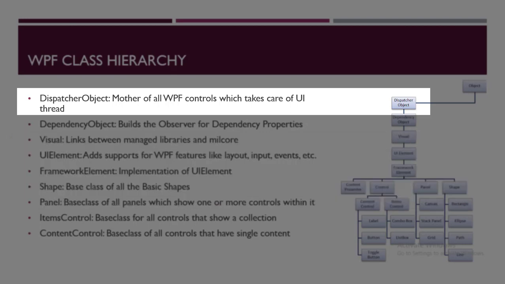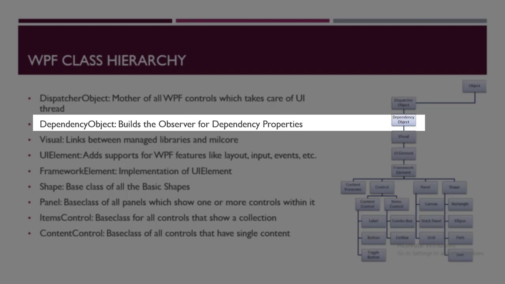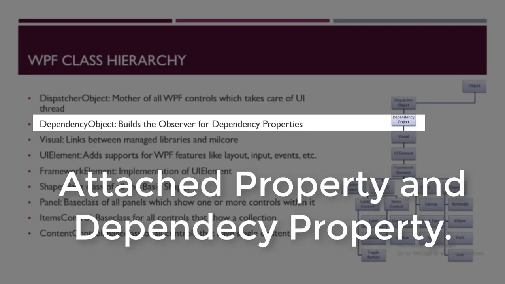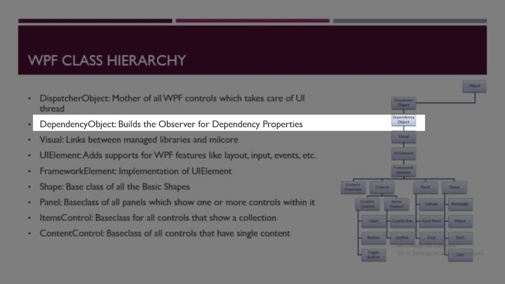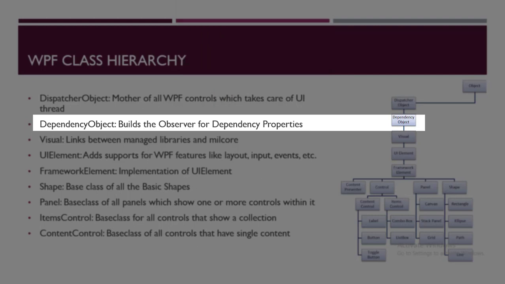With this simple functionality, WPF objects are checked for whether they are used on the WPF UI thread or not. The next class is DependencyObject, which builds the observer for dependency properties. Basically it has the concept of attached properties and dependency properties. Dependency properties are mainly used for data binding, like how the view and view model will interact and how the value will be bound, one way or two way. We will see how we can do that in subsequent lessons. DependencyObject introduces the features of attached property and dependency property, and gives you two methods, SetValue and GetValue, which are mainly used for data binding. We will cover more about attached properties and dependency properties.